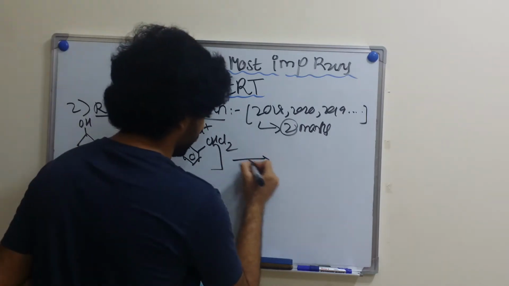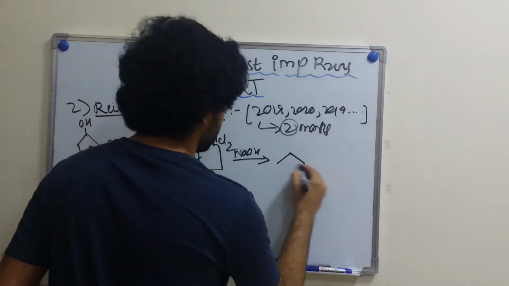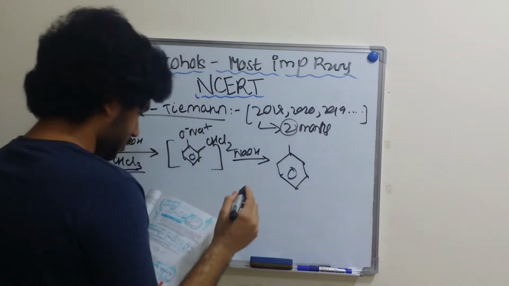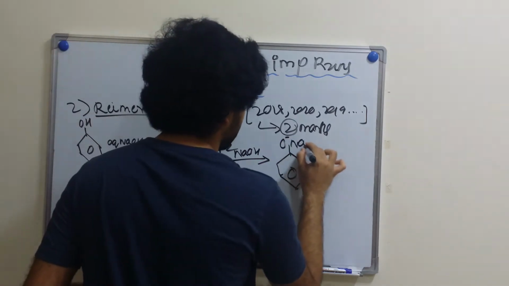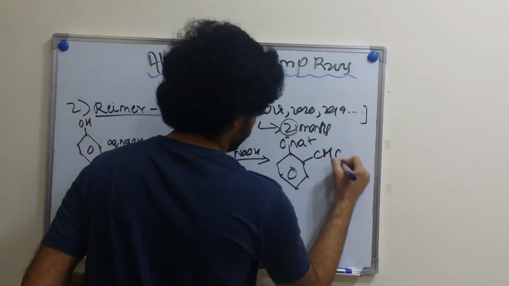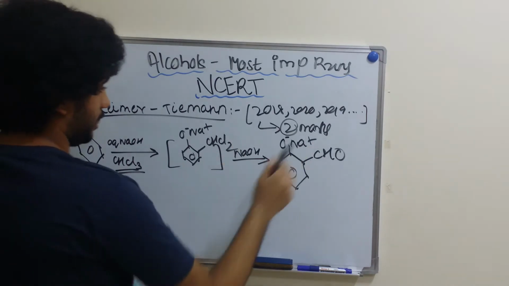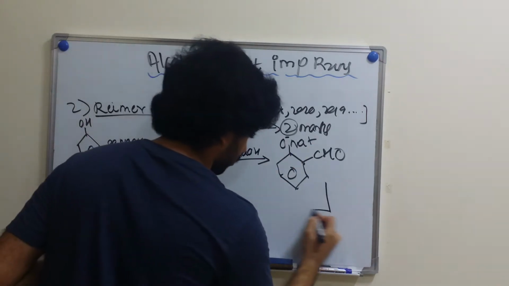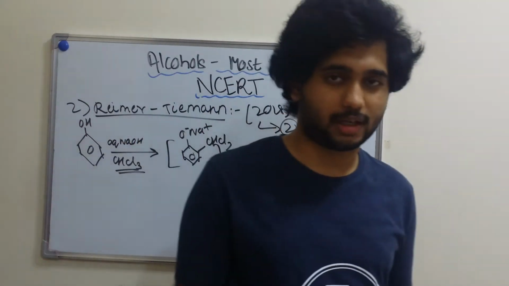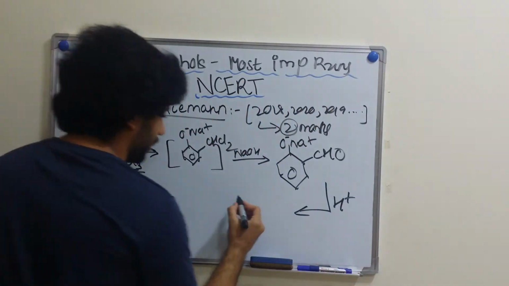You add NaOH again. Once you add NaOH, this OH becomes O minus Na plus, and the CHCl2 is going to become CHO: the Cl goes and the OH comes in, which becomes CHO, and then it is hydrolyzed. Hydrolysis can be done under acidic or water medium. Whenever you add water, it is called hydrolysis. So when I do hydrolysis, you are going to get salicylaldehyde.